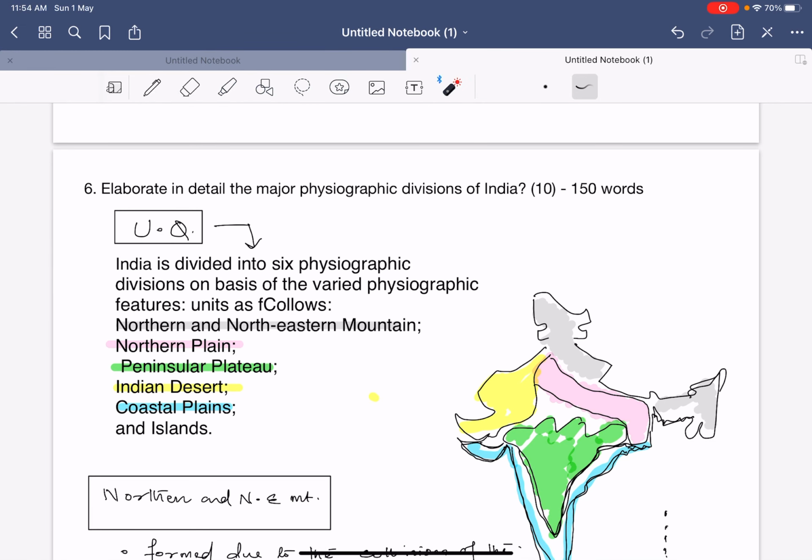Next, elaborate in details the major physiographic divisions of India. See, this is again understanding the question. Again, we have the 6 physiographic divisions: the northern and northeastern mountains, the northern plain, peninsular plateau, Indian desert, coastal plain. Last but not the least is your island.